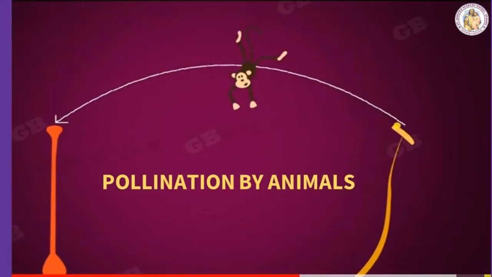Next, pollination by animals. When pollination takes place with the help of animals, it is called zoophily. The flowers of such plants attract the animal by bright color, size and scent. Sunbirds pollinate flowers of canna, and squirrels pollinate the flowers of the silk cotton tree. So these are the pollination by animals.